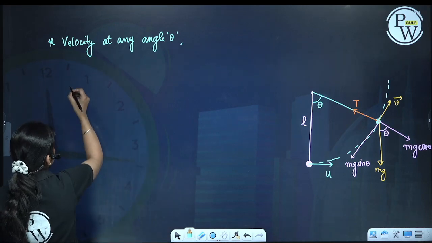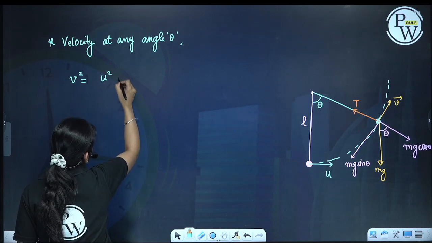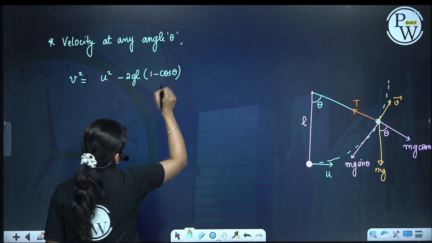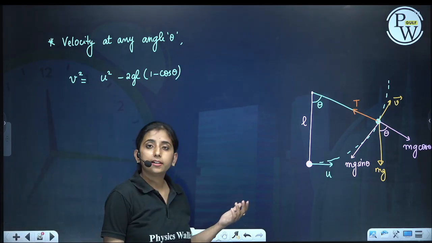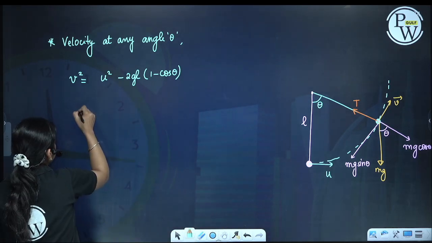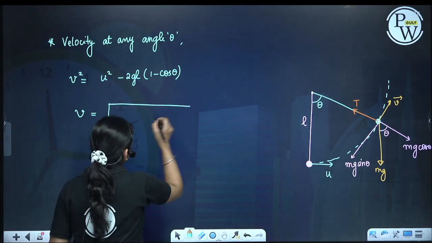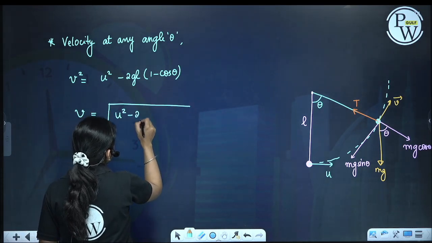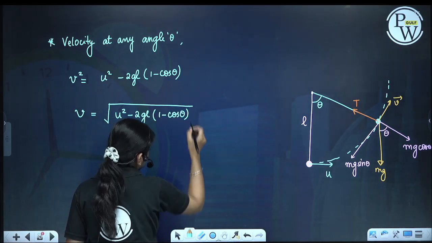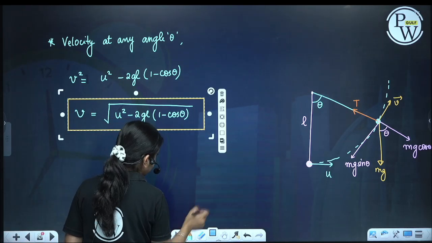Now see, velocity at any angle theta, v square will come out to be u square minus 2gl into 1 minus cos theta. You can also find it by energy conservation, or you can find it by work energy theorem, both. So velocity at any angle theta is under root of u square minus 2gl into 1 minus cos theta. This is our velocity at any angle theta.